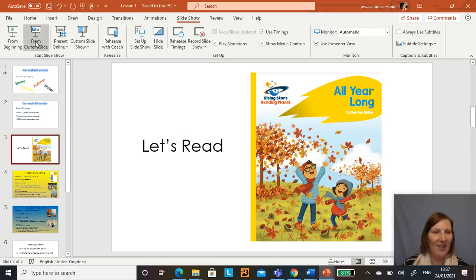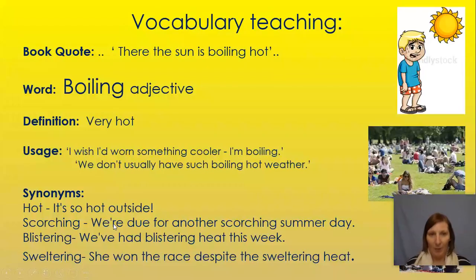All right. I've got a couple of words that I just want to go through with you, okay? So in the book, it said, the sun is boiling hot. So we're going to talk about that word, boiling. Did you know it's an adjective? That's right, it's a describing word. And the definition, that means its meaning is very hot.